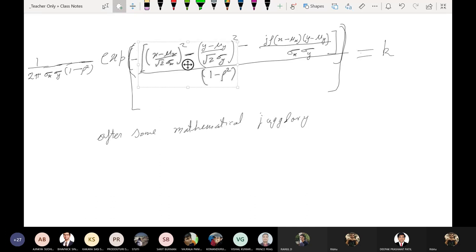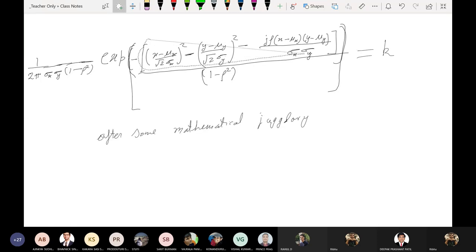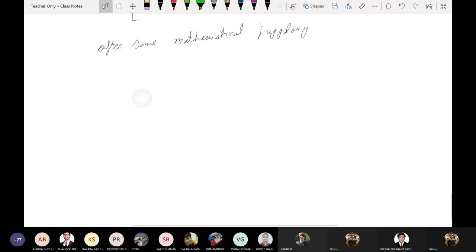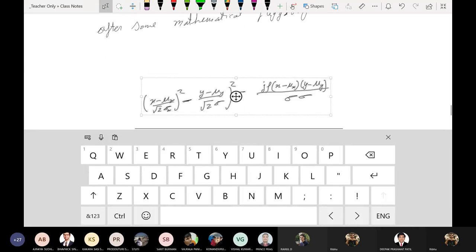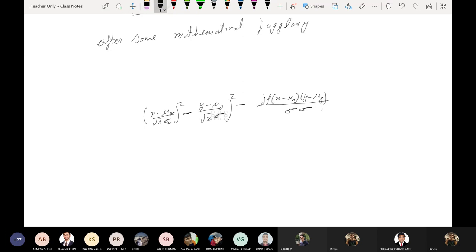or why keep even this term? So this numerator, I just keep the numerator. Sigma x sigma y equals some constant, say I'll call it lambda. Fine?